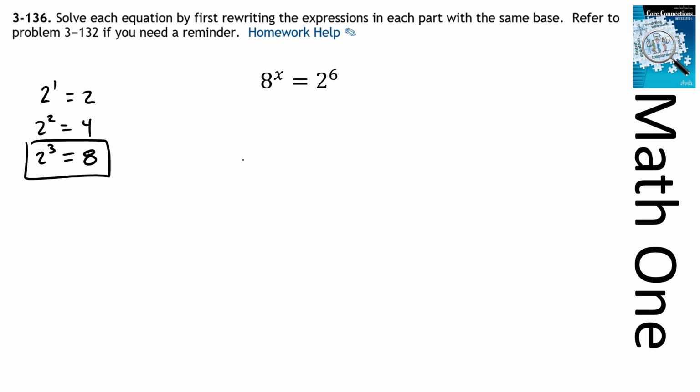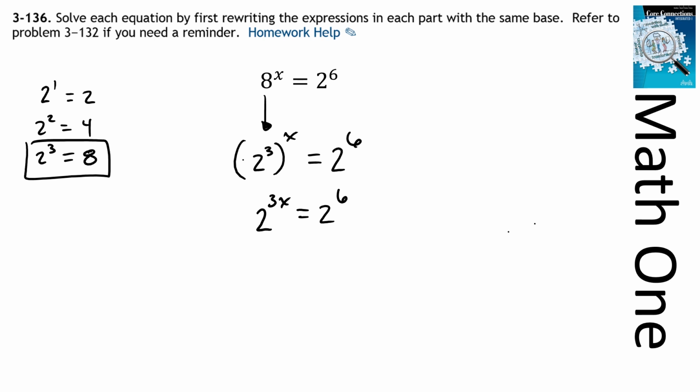So I can rewrite this equation. Instead of writing 8 to the x, I'm going to write 2 to the third, and remember, that is 8, and then raise that to the x power. On the other side, we've got that that's equal to 2 to the 6th power. Now, if I simplify the left-hand side, I've got a power raised to a power, so this is equivalent to 2 to the 3x power. And that's 2 to the 6th.